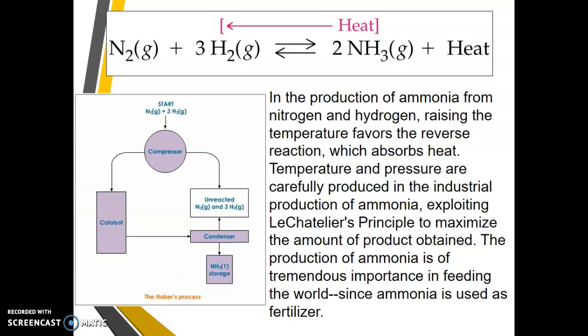So here you can see it's the Haber process, and when you start with nitrogen and hydrogen in the compressor, and then it's unreacted, catalyst is added, and then it moves into NH3 storage.